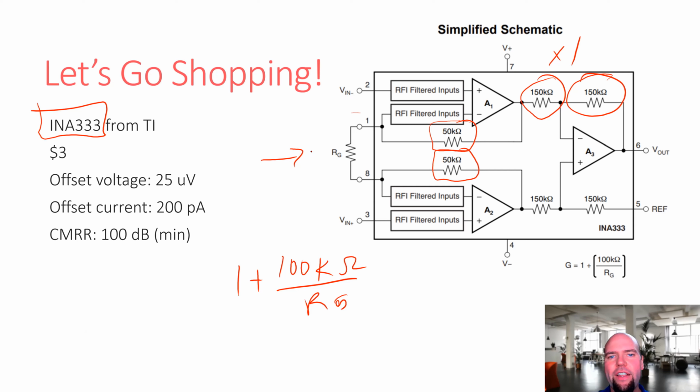Now this is weird. When you buy this amplifier, RG is not included in the package. RG is something you need to connect to this. That is a feature, not a flaw. That is a feature because now you can pick the gain of this amplifier.